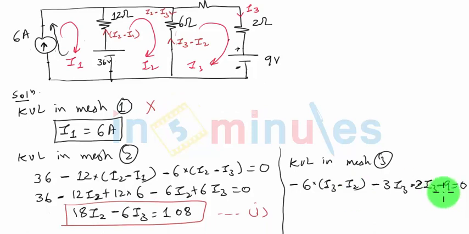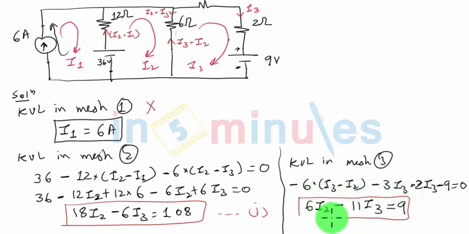There is no I1 here, so if I simplify this equation, we will only get two unknowns, I2 and I3. Minus 6 into minus will be plus 6 I2, and we have minus 6 minus 3, which is minus 9, minus 2, which is minus 11 I3. So 6 I2 minus 11 I3 is equal to minus 9. I'll send it on the other side, so it becomes plus 9. So this is my second equation in the form of I2 and I3. I'll call it equation number 2.